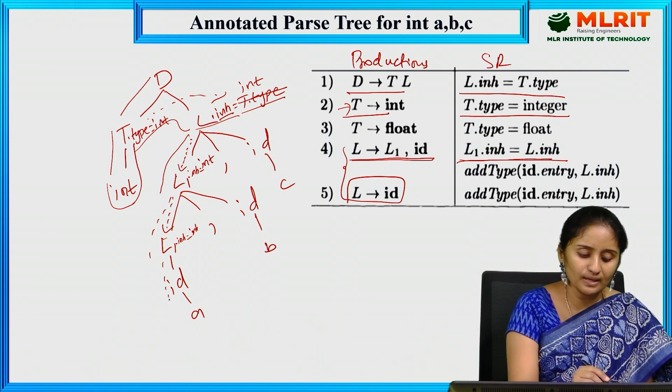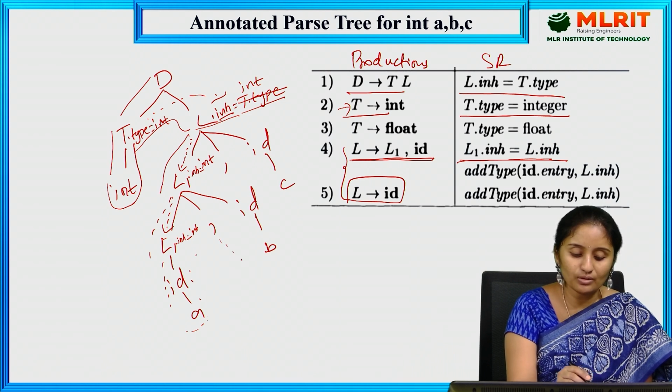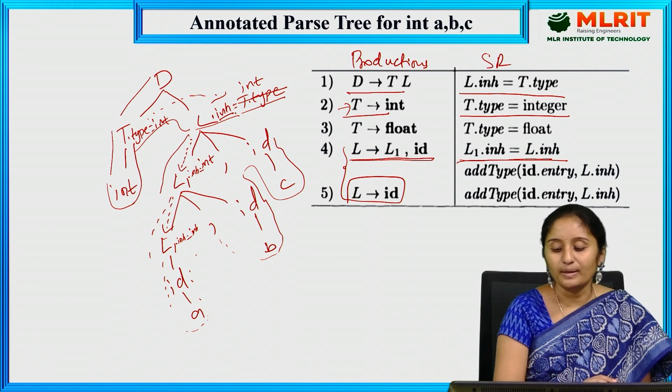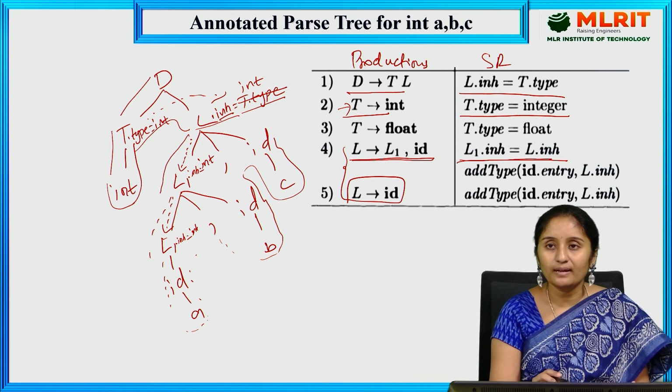It comes here. ID. There is no reduction here. Here also the comma, there are no reductions. B identifier, there are no reductions. It completes. So this is the annotated parse tree for simple declarations.